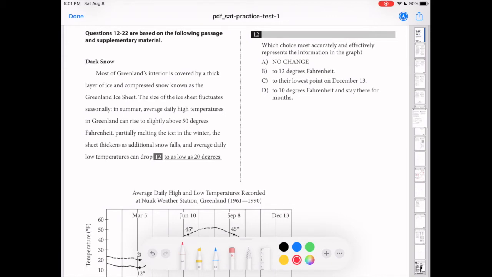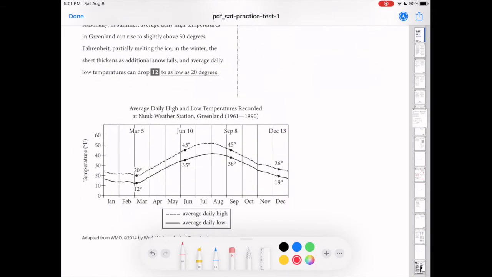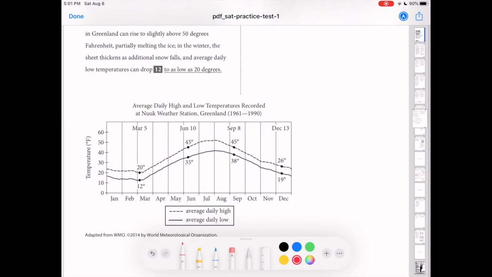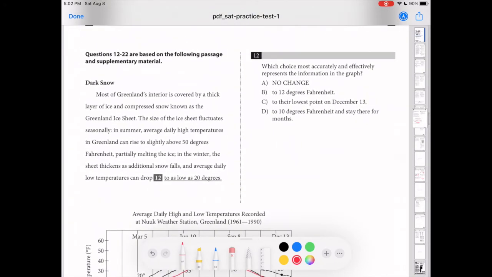Question 12. This is a statistics type question. You know, the College Board loves to throw in these questions about looking at graphs and stuff. I don't know why they have an overly affectionate attitude towards stats both in English and the math sections. We can easily solve this by looking at the graph provided down here. We see the part of the passage that doesn't change is talking about how low temperatures can fall in the winter. That is represented by the solid line seen over here, the average daily low. Looking at the graph, it's obviously 12 degrees, and other choices aren't correct. That makes the answer B.